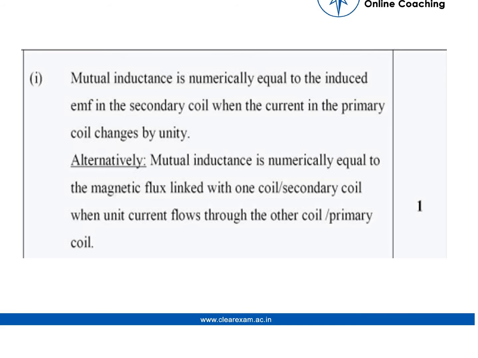Now in the first part, we can write mutual inductance is numerically equal to the induced EMF in the secondary coil when the current in the primary coil changes by unity. Alternatively, we can also write mutual inductance is numerically equal to the magnetic flux linked with one coil, the secondary coil, when a unit current flows through the other coil, that is, the primary coil.